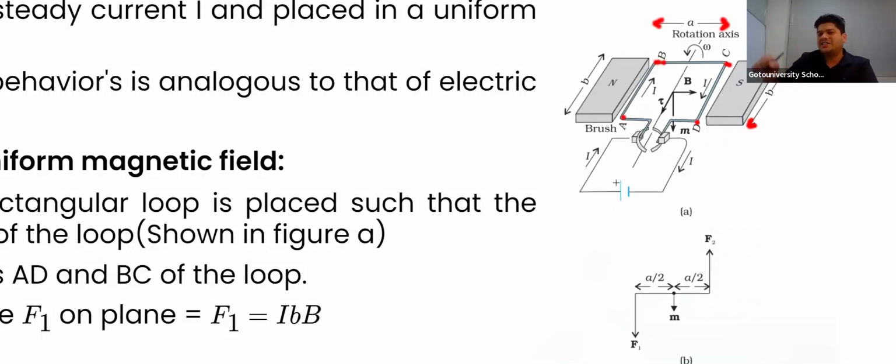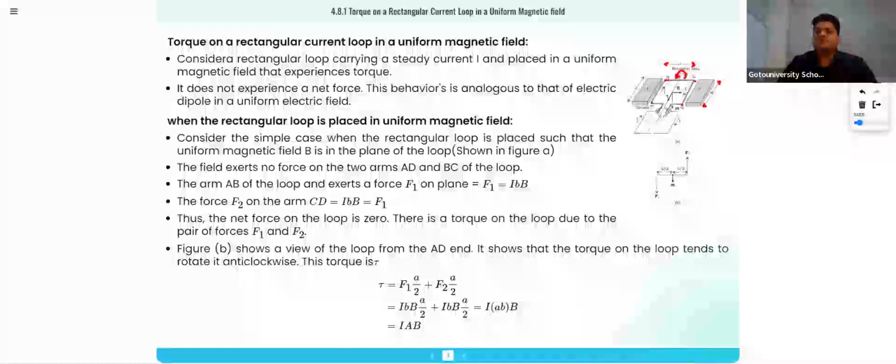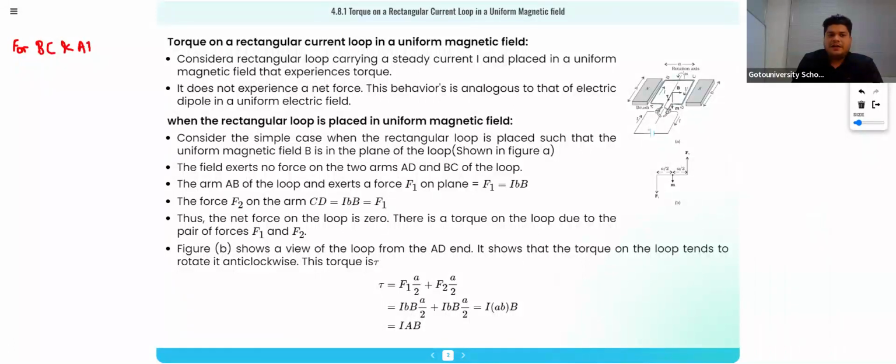There will be a rotation, that means there will be a torque. We are supposed to find the value of torque. Okay, so for BC and AD, if you check about BC and AD, so what will happen? For BC and AD, what you are supposed to find? First of all, you are supposed to find the value of force.